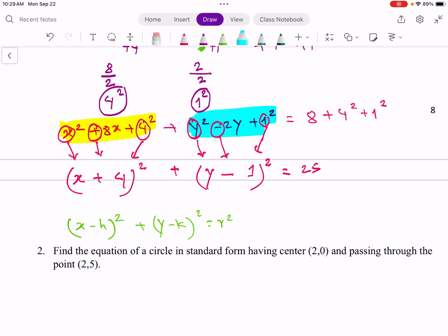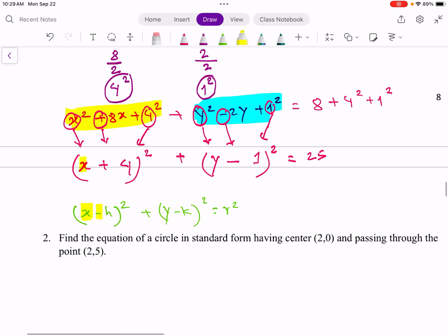So let's compare. For x, we have x here. For the minus, we have a positive here. Now how can we rewrite positive 4 using a negative sign? Negative times negative 4, right? So this is x. For this positive 4, let's write negative times negative 4. Make sure to have parentheses. Square.